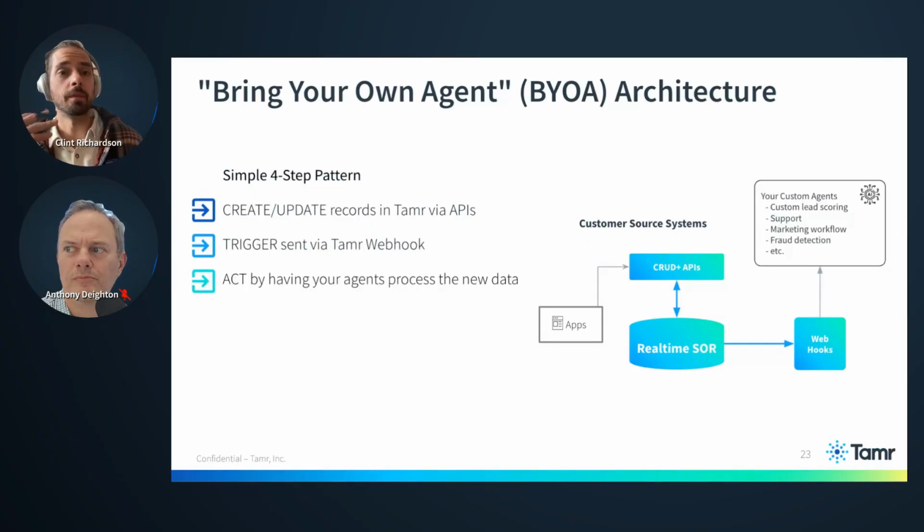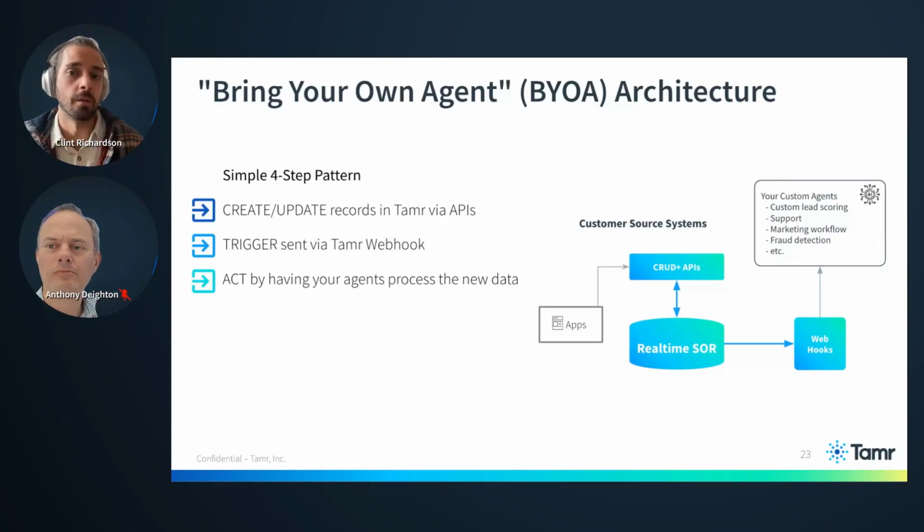Step 3 is that your agent reacts to that data, and that can look like custom lead scoring, or you can have a support agent react to a person joining a household or someone's personal information changing, or you can have a fraud detection agent react to a business's identifier changing, like an LEI changing or something like that, or duplicates coming in. You can have your agents react to all of the things that are happening in Tamr.